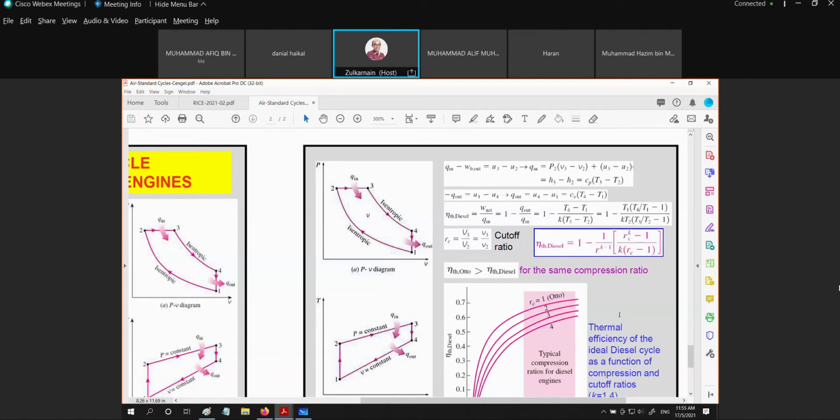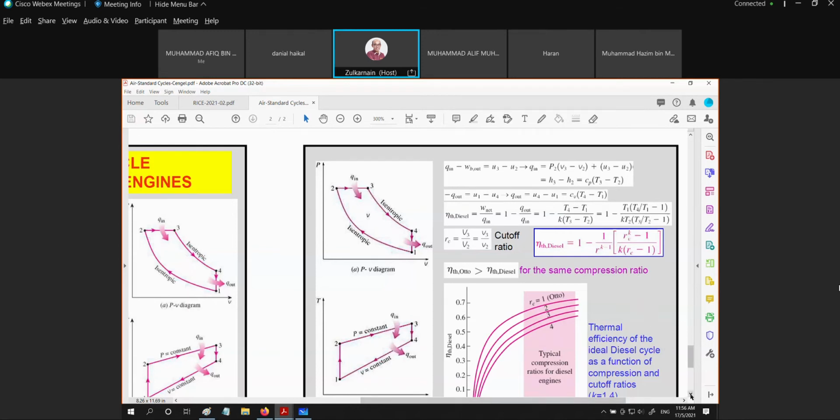When we compare the thermal efficiency in the real case, if we compare at the same compression ratio, the same value of r, by this equation the Otto cycle has better thermal efficiency compared with the diesel cycle. But as far as power is concerned, because the compression ratio of the diesel engine is greater than that of the Otto engine, the diesel engine will produce more power compared to the Otto engine. In other words, a diesel engine can produce more power compared to a petrol engine.